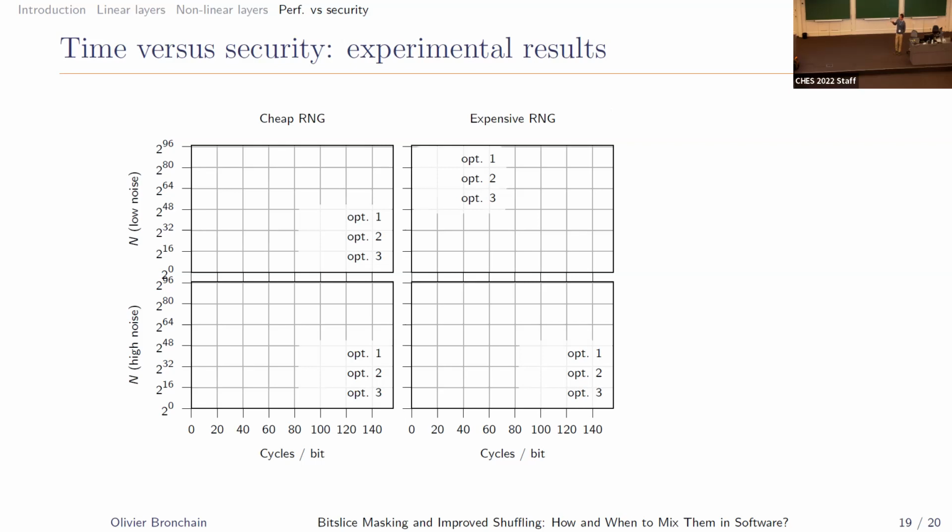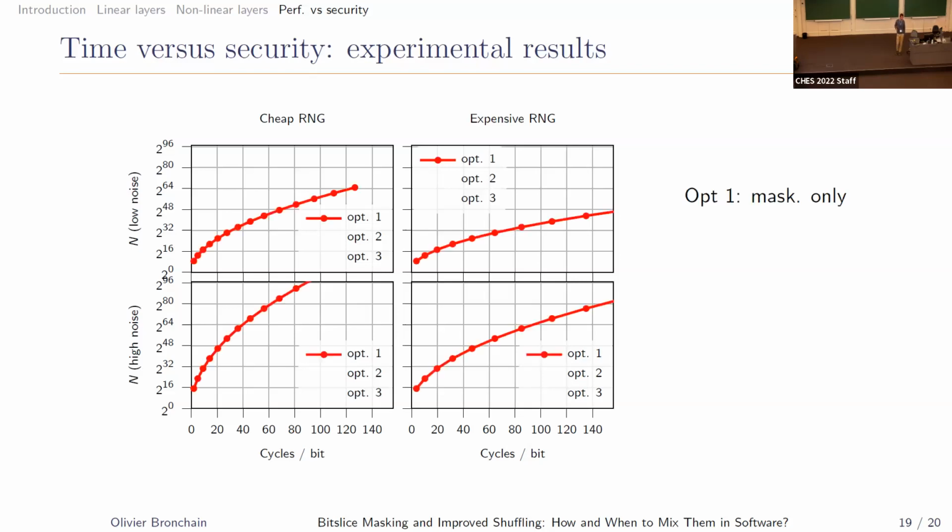Each of the plots stands for a different physical configuration. On the left part you have a cheaper RNG, and here you have a more expensive RNG. On the top you have a low noise level, and below you have a high noise level. So you can draw option 1 when you do only masking. Each of the bullets corresponds to a different number of shares.